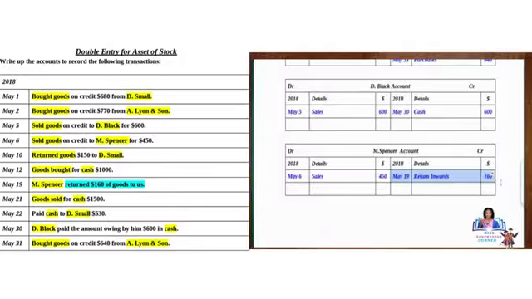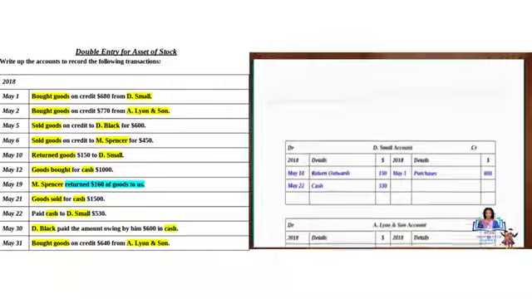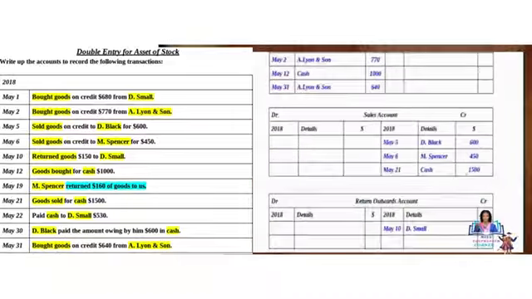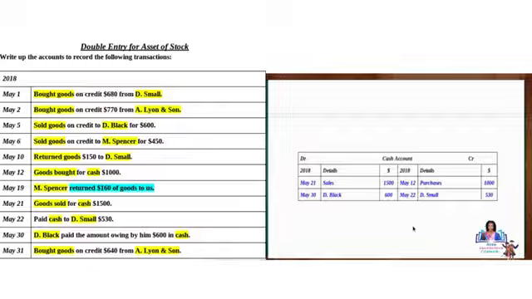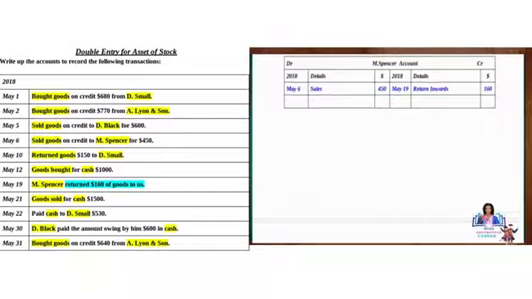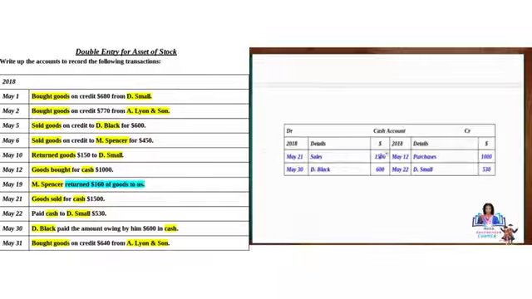On May 21, goods sold for cash $1,500. So we need to check our sales account. And there we have it. May 21, goods sold for cash $1,500. So now we need to go to our cash account to show that cash would have come into the business as a result of the sale that was made on May 21 of $1,500.